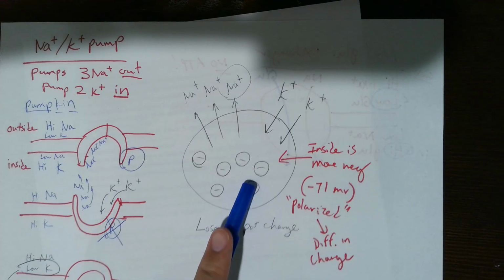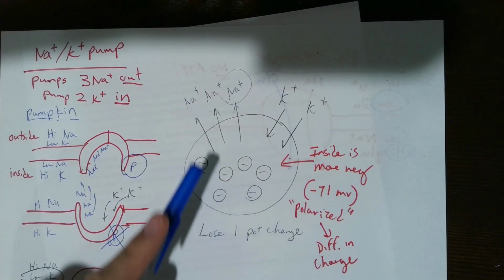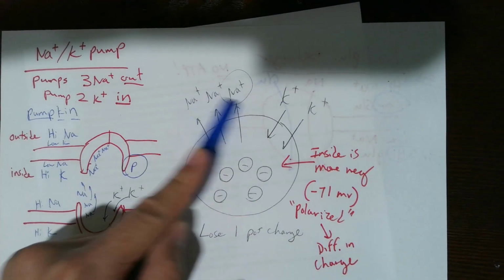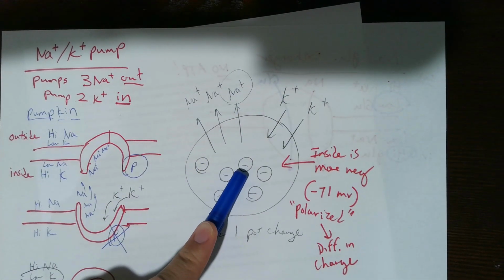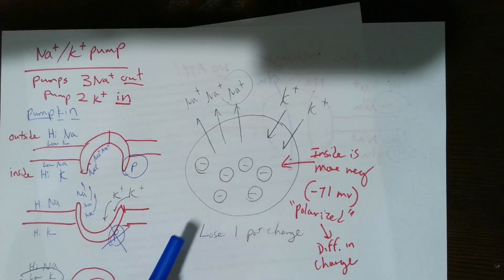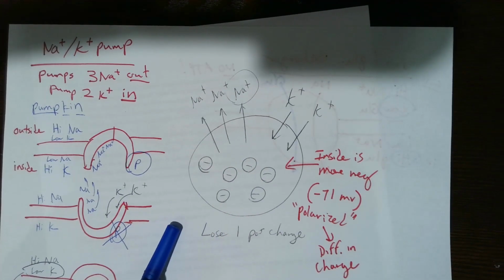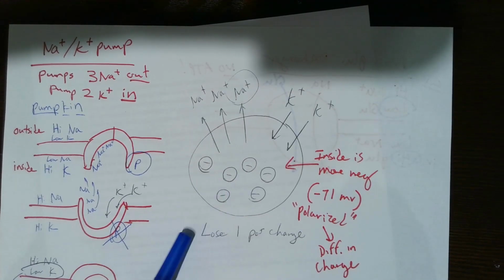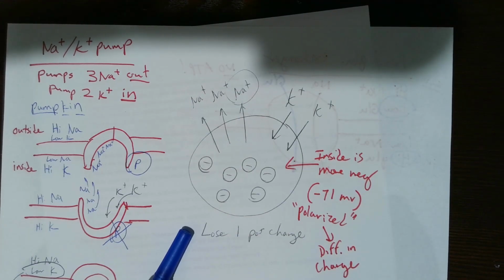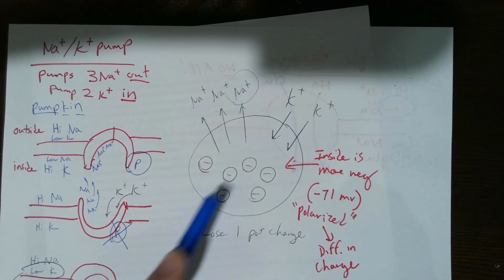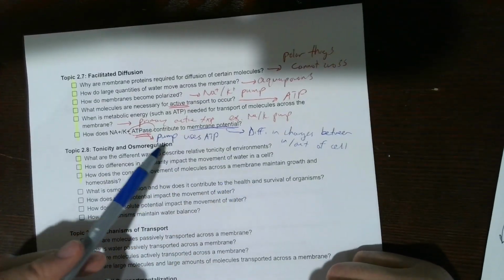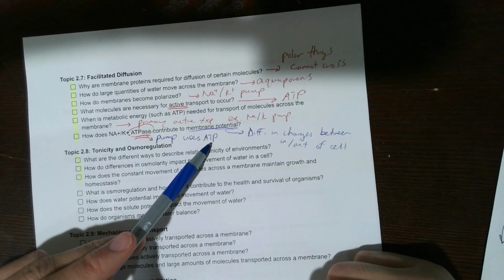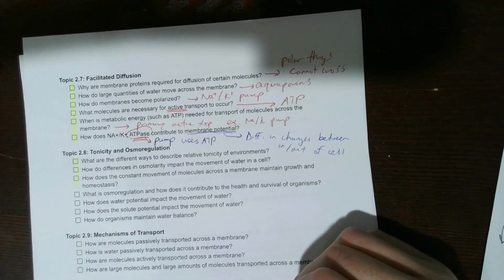The inside of the cell is more negative compared to the outside because the sodium-potassium pump is pumping out 3 positives and bringing in only 2 to replace them. So the inside of the cell becomes more negative, and the outside is more positive, or less negative. That's a difference in charge, which means that we have a membrane potential. Membrane potential is the difference in charge across the membrane, or the difference between inside and outside. So, how does it contribute? It's because it doesn't pump equally.